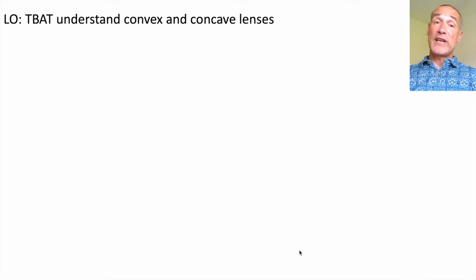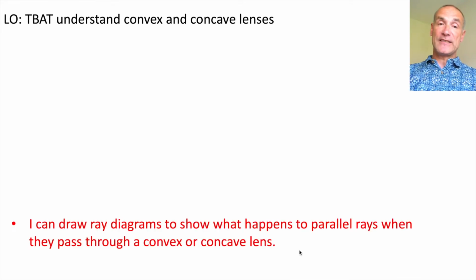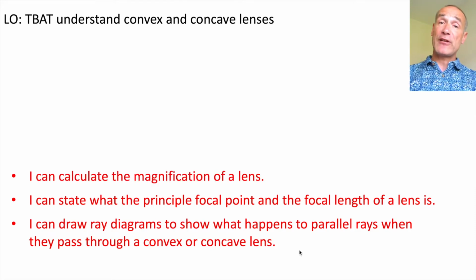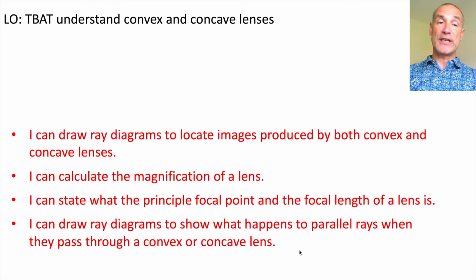So in this lesson, we're going to look at convex and concave lenses. By the end of this lesson, you should be able to show what happens to parallel rays when they pass through convex or concave lenses. You should be able to state what the principal focal point and the focal length of a lens means. You should be able to calculate the magnification of the image compared to the object.